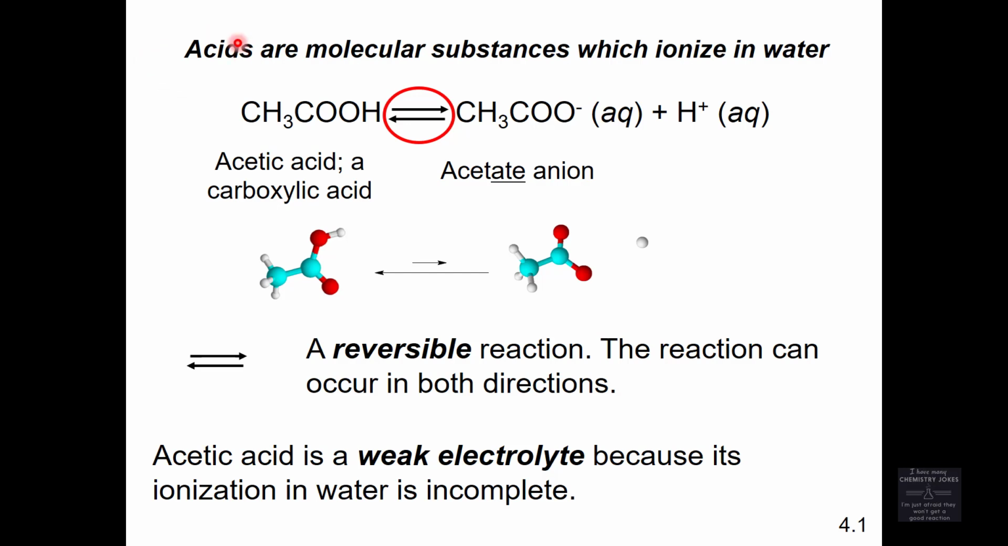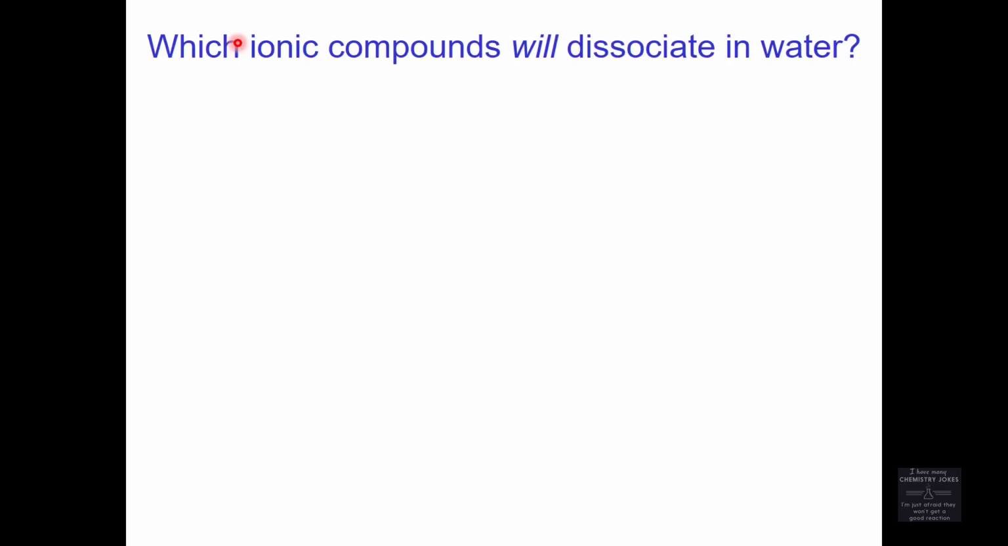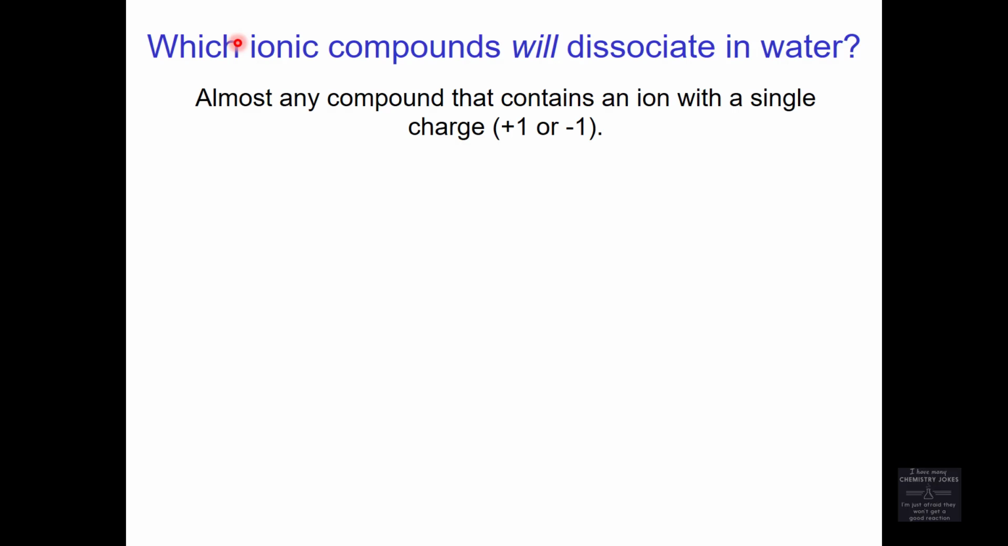We're going back to ionic substances. Ionic substances generally do dissociate in water. There are exceptions, but ionic substances are metals and nonmetals. Which ones generally do dissociate? In general, the rule is, if you have a +1 or a -1 charge, that compound will dissociate in water.